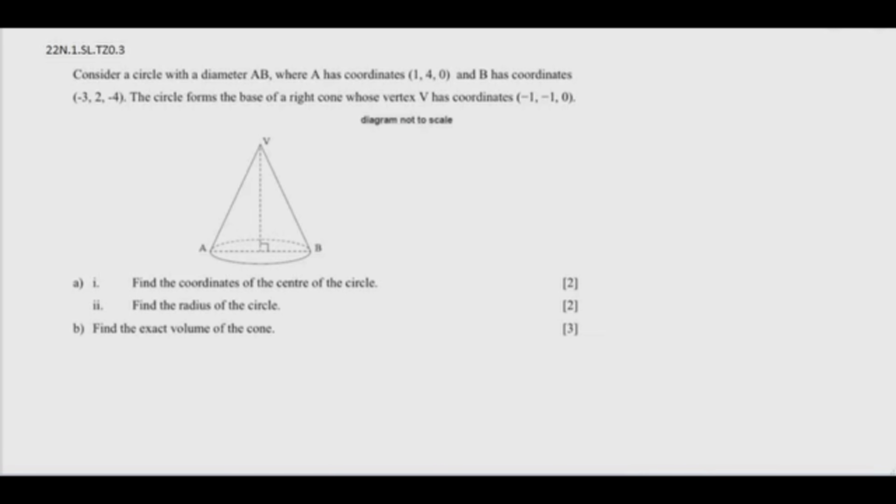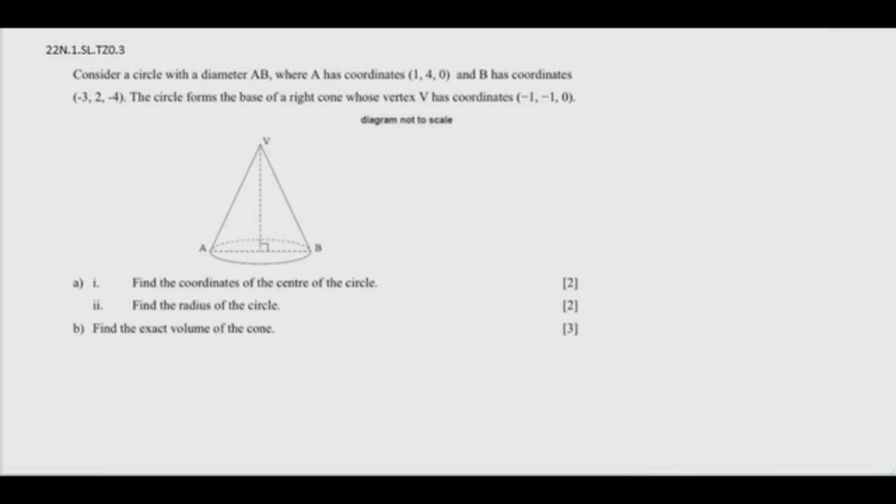All right, so the question says, consider a circle with a diameter AB where A has coordinates 1, 4, 0 and B has coordinates minus 3, 2 and minus 4. The circle forms the base of a right cone whose vertex V has coordinates minus 1, minus 1, 0. So if you see, this is the point they are talking about. This is the vertex, located at minus 1, minus 1, 0. And this is the line AB.